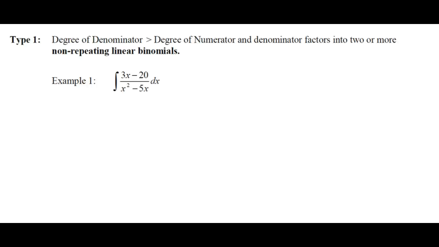So what we're going to do is start off, just take the 3x minus 20 over x squared minus 5x, take it out of the integral, simplify it, and write it as a sum of partial fractions, okay? So we start off by just taking the 3x minus 20 over x squared minus 5x, and we're going to work with that, and we want to get it to the point where we have it as a sum of partial fractions.